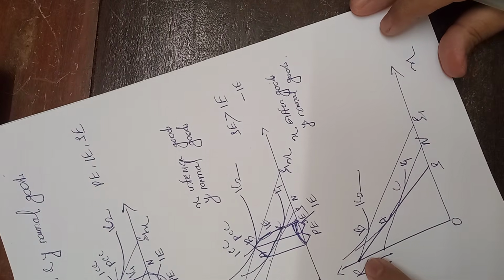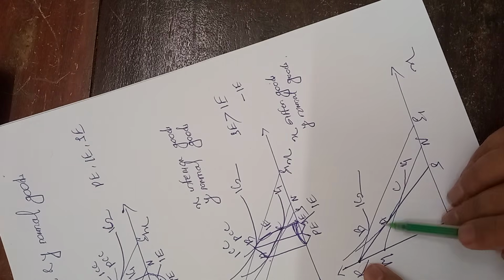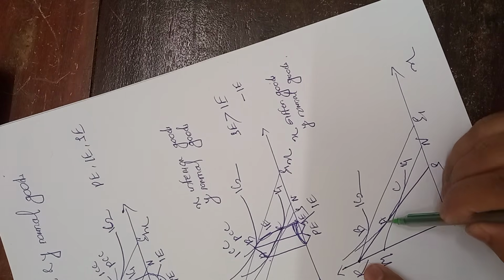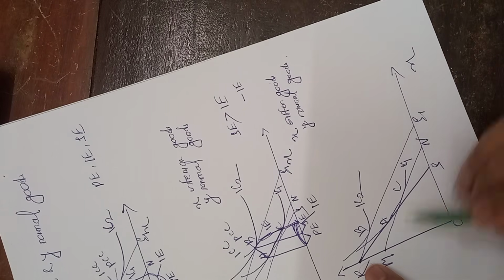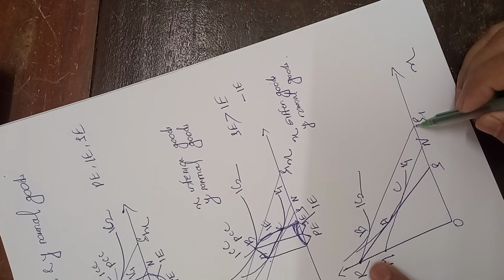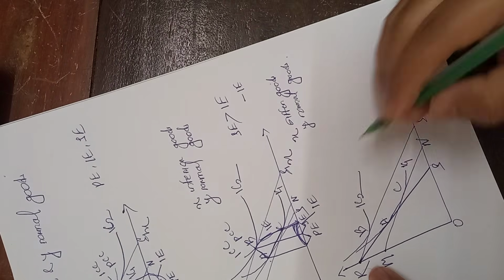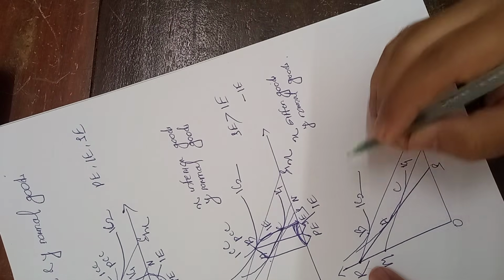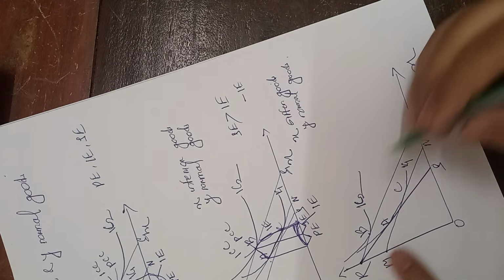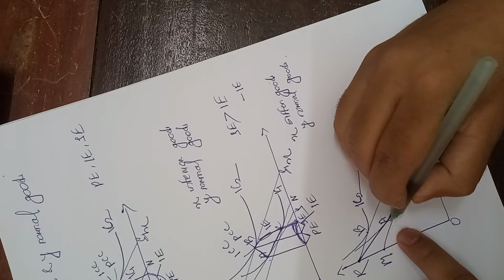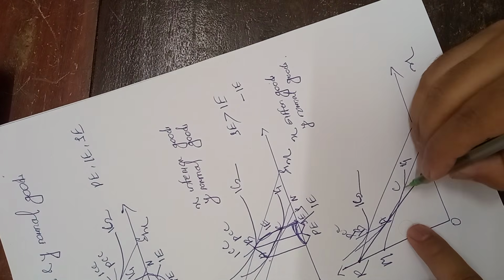Here if you look, it is the initial budget line, initial indifference curve, initial equilibrium. Due to fall in price of X, the consumer moves to the new budget line, RS1, and the equilibrium point is B, where the new indifference curve is IC2. So here to here it is price effect, and the curve is called the price consumption curve.